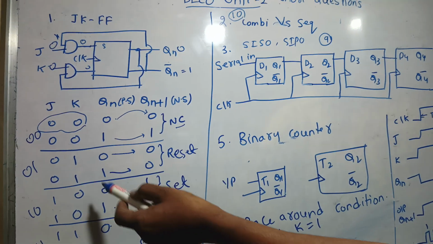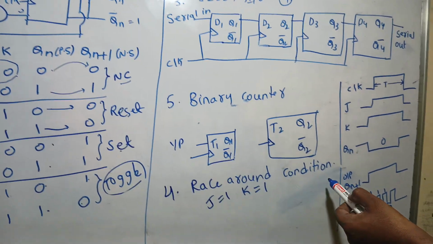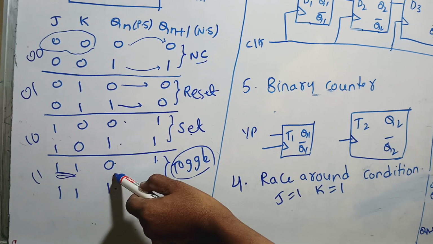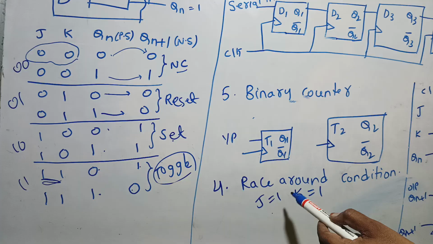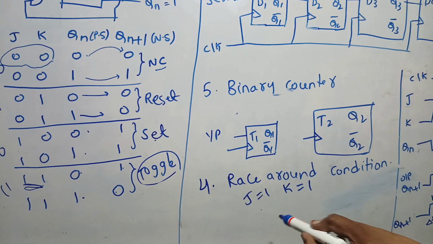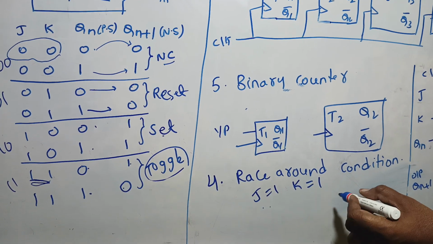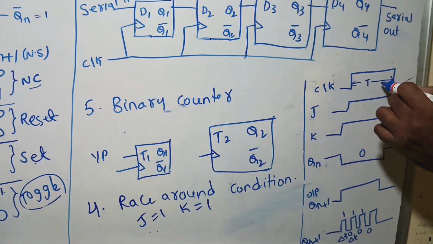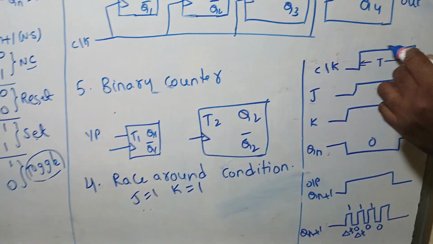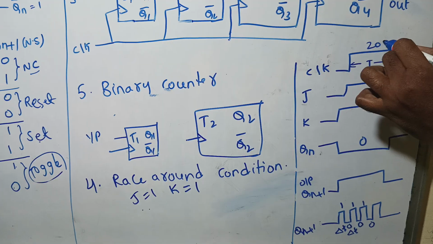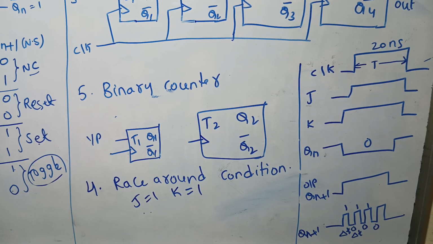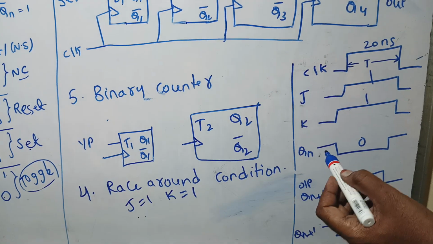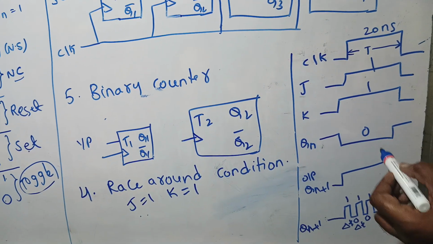The same question is asked as race around condition. When J is equal to 1, K is equal to 1, output is toggle state. What is meant by race around condition is when J is 1, K is 1, what about the output? See, here I am taking one clock pulse. For example, the time period is 20 nanoseconds and J is equal to 1, K is equal to 1. Last state, the prime state for example is 0.